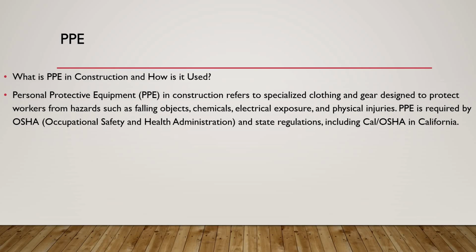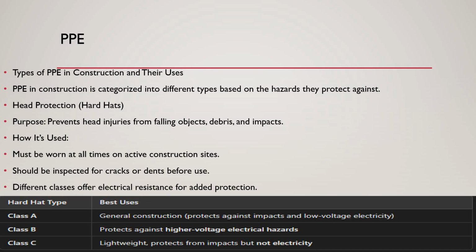So personal protective equipment in construction refers to specialized clothing and gear designed to help protect workers from hazards such as falling objects, chemicals, electrical exposure, and physical injuries. PPE is required by OSHA, the Occupational Safety and Health Administration, and state regulations including Cal OSHA in California.